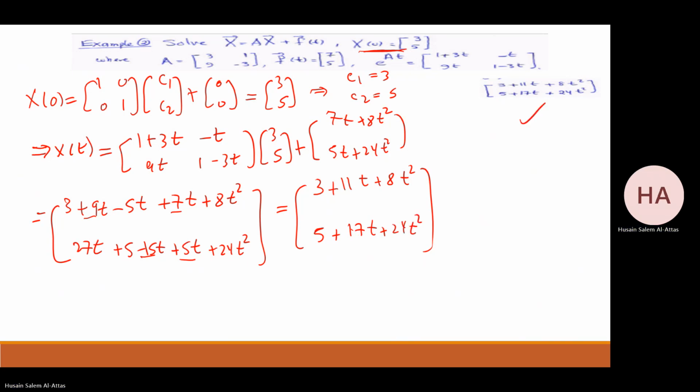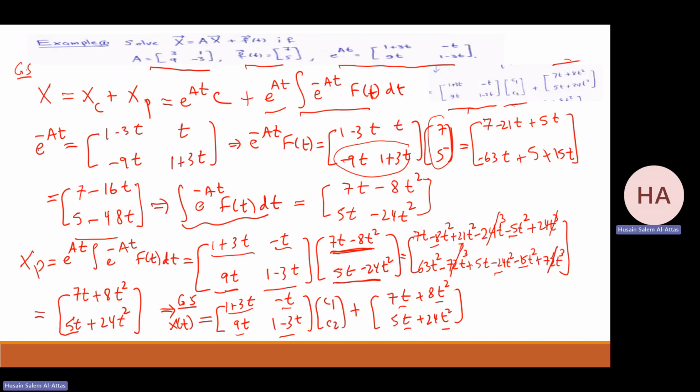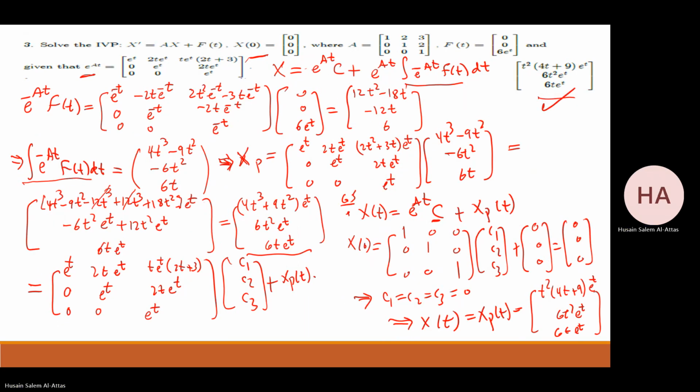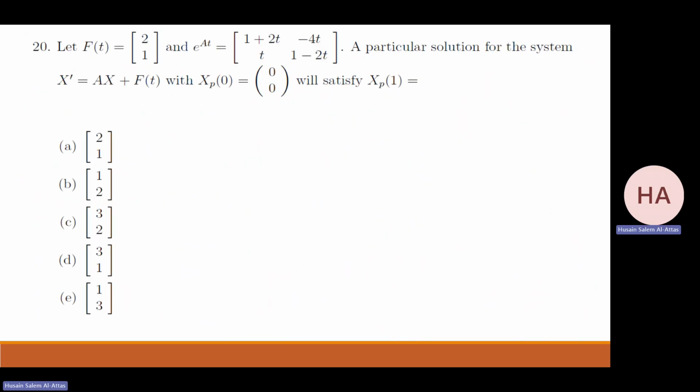What is this? As I said, usually we are giving e to the power at. So that will make the calculation easier. Now let me go to the old exam questions. As I said, we have e to the power at. Okay, and you want me to find xp. I need to find only xp, nothing else.